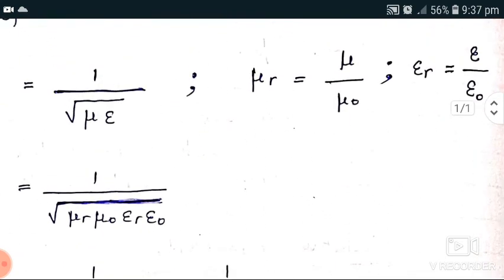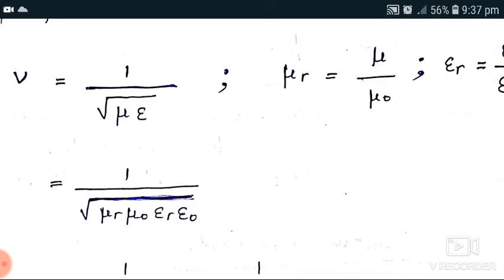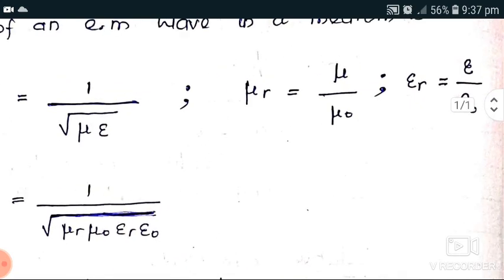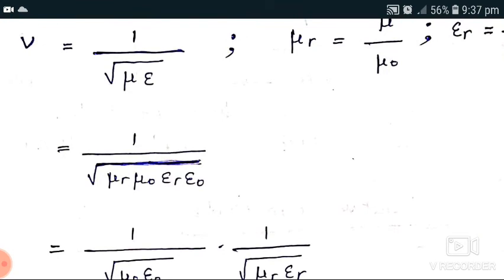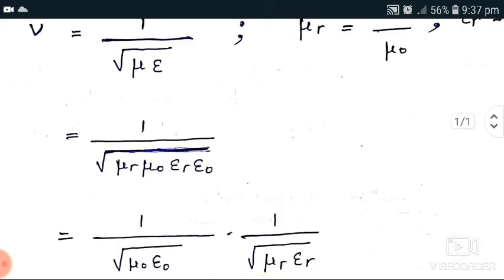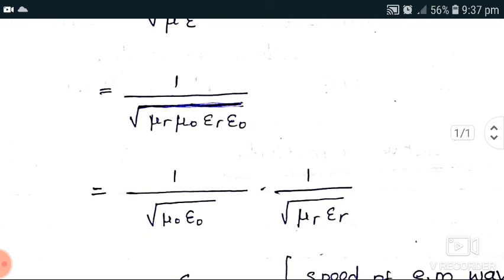From this relation we can find the value of mu. Cross multiplying, mu is equal to mu naught into mu r, and similarly epsilon is equal to epsilon naught into epsilon r. Once you substitute, v is 1 divided by root of mu r into mu naught into epsilon r into epsilon naught. Only mu naught and epsilon naught are the constant terms: mu naught is the permeability in free space and epsilon naught is the permittivity in free space. So I will separate the constant terms from those equations and split it.